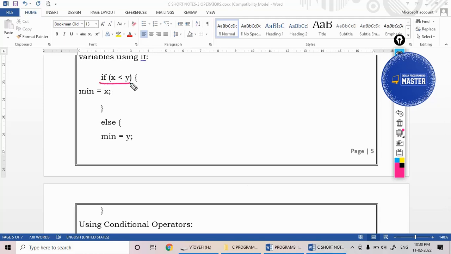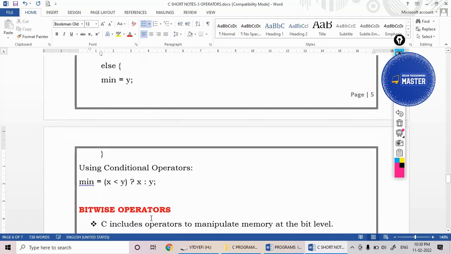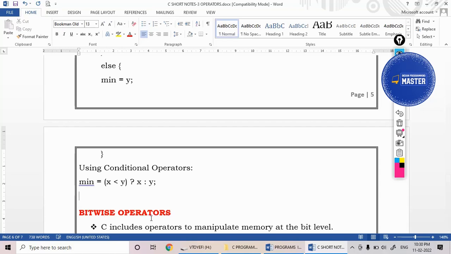If x less than y, then minimum equal to x, else minimum equal to y. So here I have these if else statements. Instead of writing this if else, I can write the same program with the help of the conditional operators like this. I can write minimum equal to x less than y, question mark x colon y.